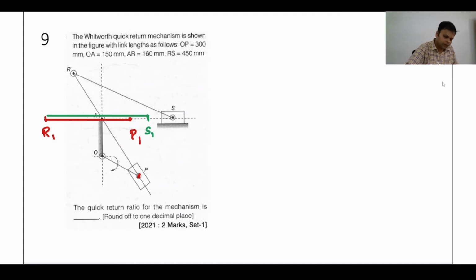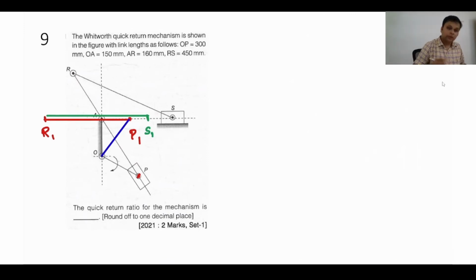This is the configuration. OP is here. Let us see. The blue one is link OP. OP has moved. It is in this position. The red one is RP, this link. It is in this horizontal direction. And the green one is RS. So this will be the start of the stroke.